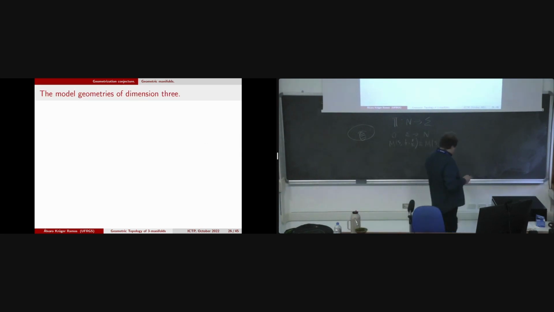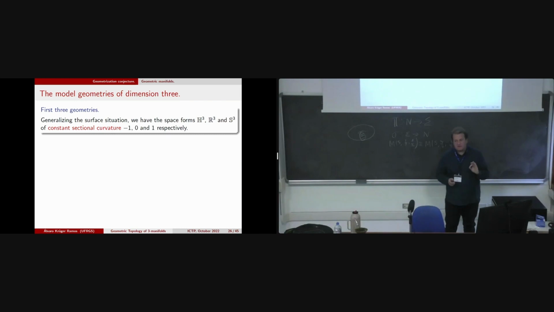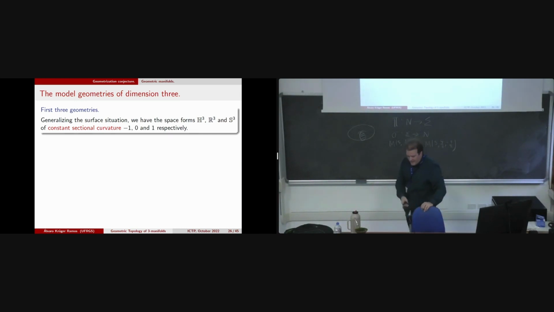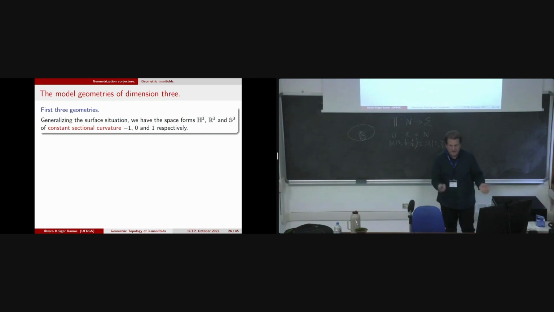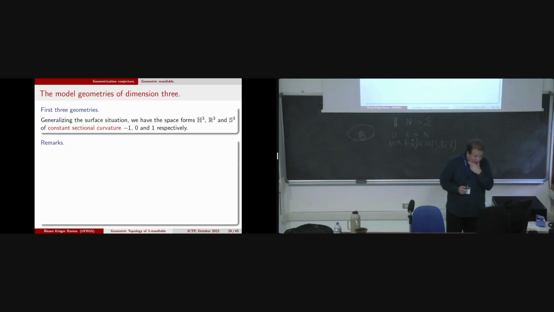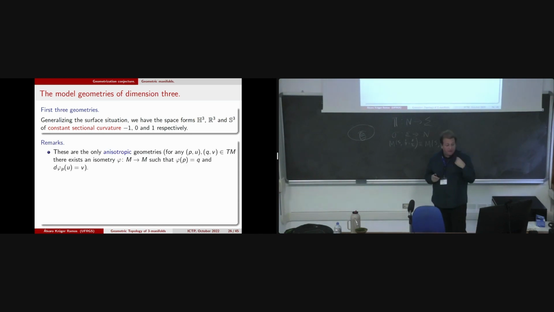Let's talk about the first 3 geometries. The first 3 geometries are the generalizations of the dimension 2 case: R3, H3, and S3, with metrics of constant sectional curvature 0, -1, and 1.